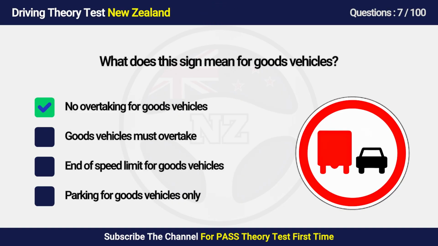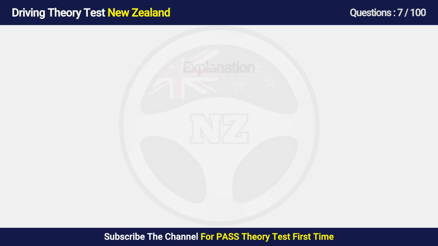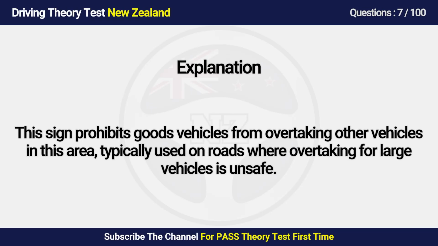Answer is A. No overtaking for goods vehicles. This sign prohibits goods vehicles from overtaking other vehicles in this area, typically used on roads where overtaking for large vehicles is unsafe.